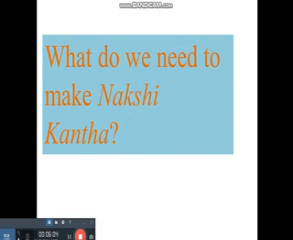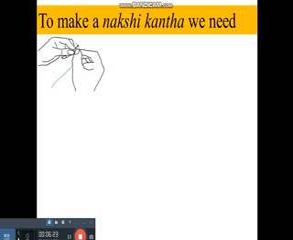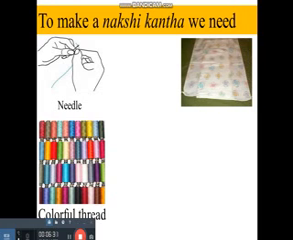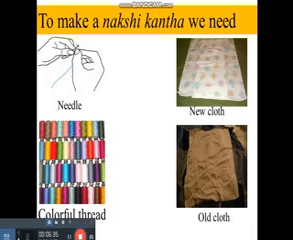Okay, dear student. Next, what do you need to make Nakshi Kantha? Why do we need it? Why do we make it? Why do we buy it? We have to know the necessity of Nakshi Kantha. To make a Nakshi Kantha, we need some steps. We need some things at first: needles and threads, colorful threads, and new clothes and old clothes. Okay, dear student.